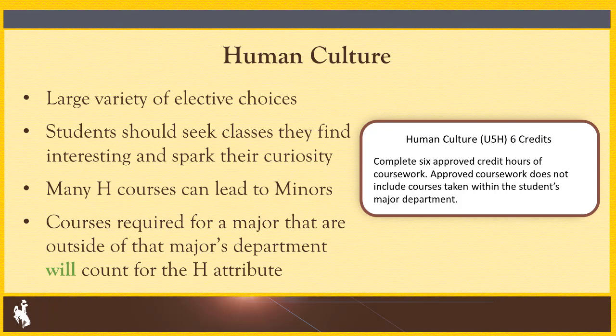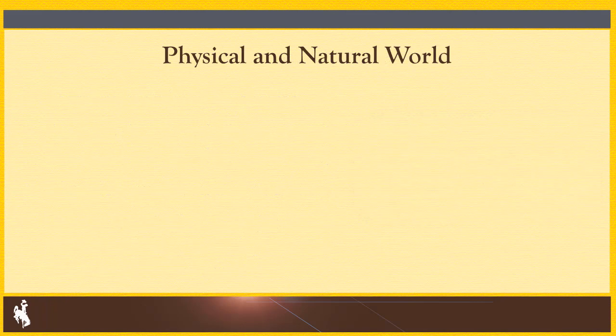So for example, if a student is a psychology major and they take Psychology 1000, that Psychology 1000 course does not count towards their human culture credits because it is in their major. Should the student change their major outside of psychology, that class would then count, those hours would count for the human culture credits.